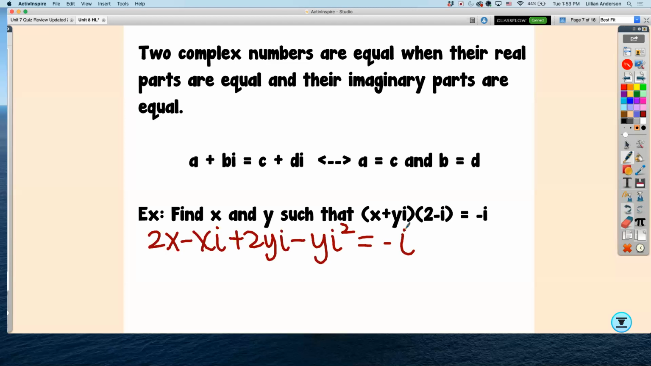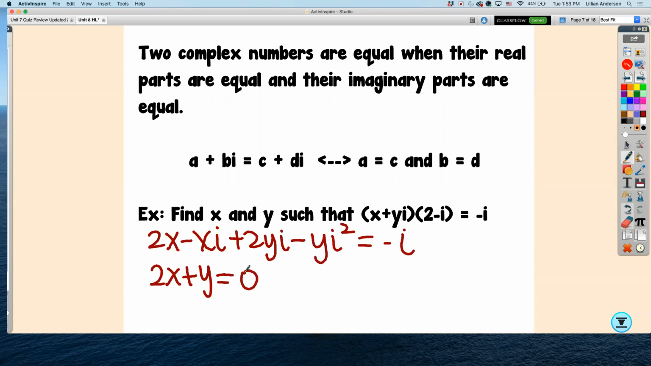What is the real part on the left-hand side? 2x and a plus y, because that i squared turns into a -1. Negative y times -1 is a positive y. So that means that 2x plus y should equal my real part on the left-hand side. What's the real part on the right-hand side?